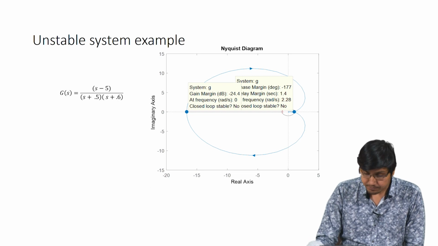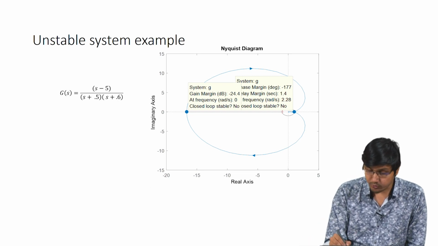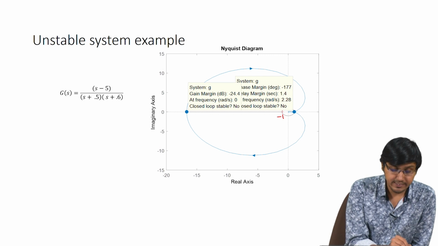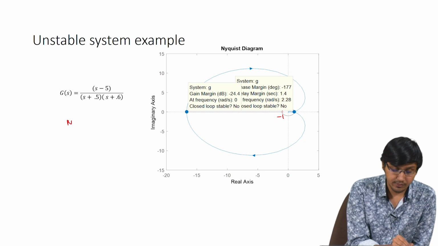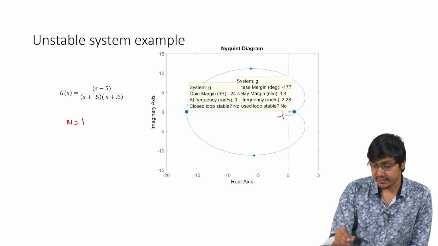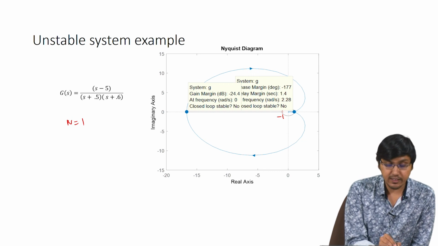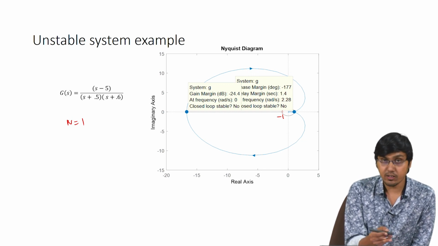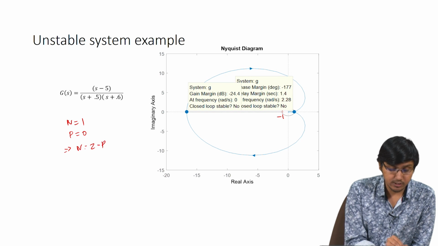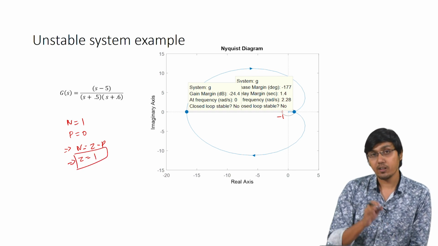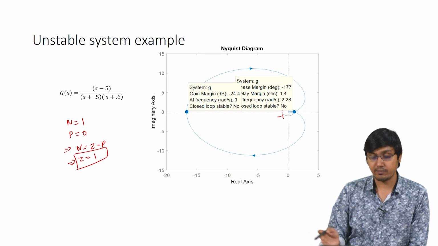So, now the minus 1 plus j0 point is here, and that is a clockwise encirclement, which is the big thing, right. So, n equal to 1, the clockwise encirclement, and there are no poles on the right hand side of the S plane of the open loop transfer function. So, p equal to 0, and hence you have the equation n equal to z minus p. When n equal to 1 and p equal to 0, you get z equal to 1, which means that in the closed loop transfer function there is one pole on the right hand side of the S plane, which means the system is unstable.